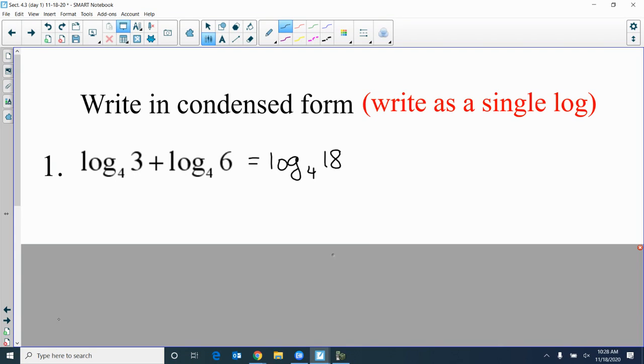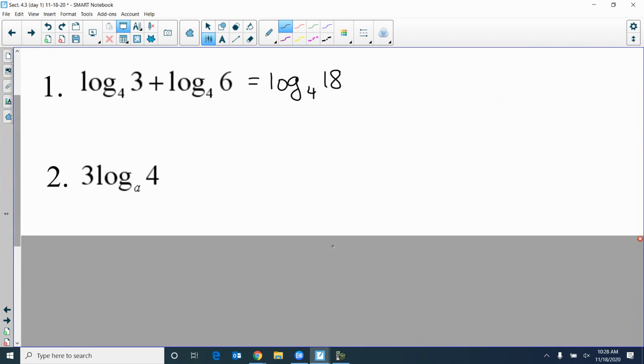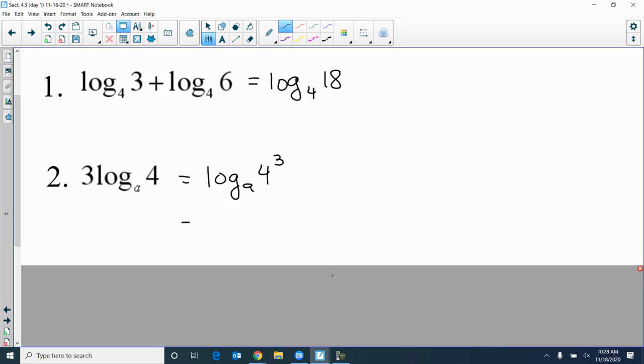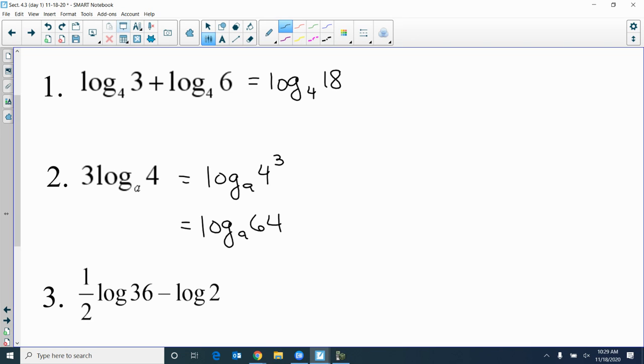All right, second one here. 3 log base A of 4. Well, that's just log base A of 4 to the 3rd power. Do simplify that to log base A of 64. So we want to write that as a single log.